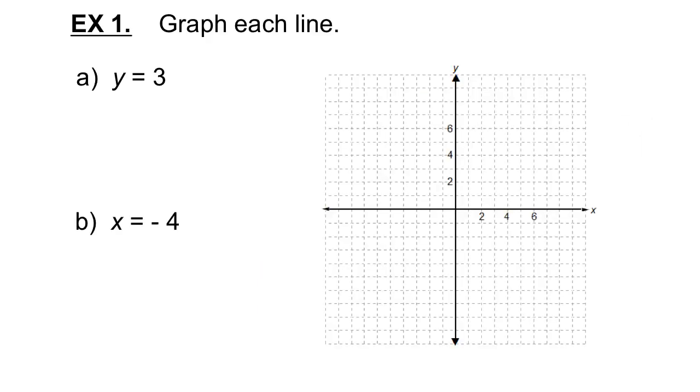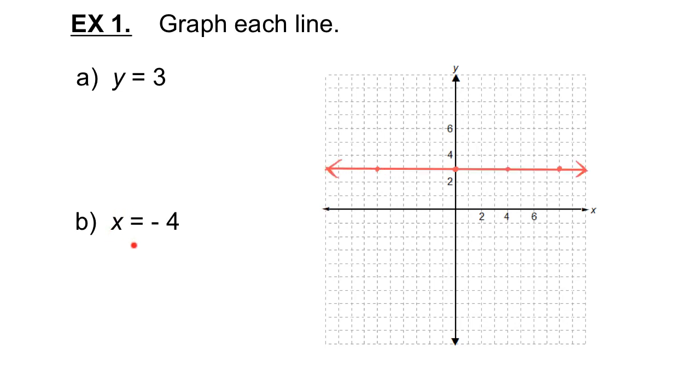So let's practice. Here I have two lines, y equals 3 and x equals negative 4. Let's graph them. So for the first one, y equals 3. Notice this is in the format y equals a number, so this is a horizontal line. Y is equal to 3 at every single point on the line. So here we have y equals 3, here we have y equals 3, here we have y equals 3, and over here y is still equal to 3. So this is the line where y equals 3.